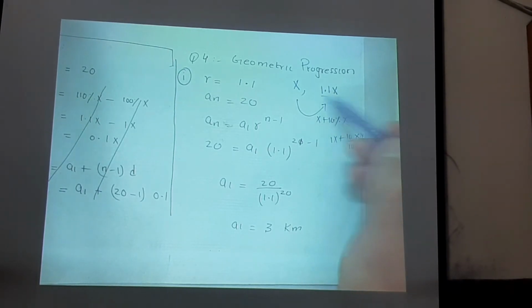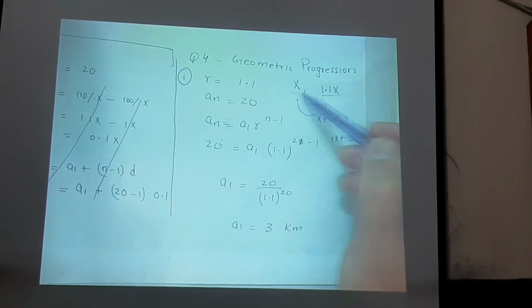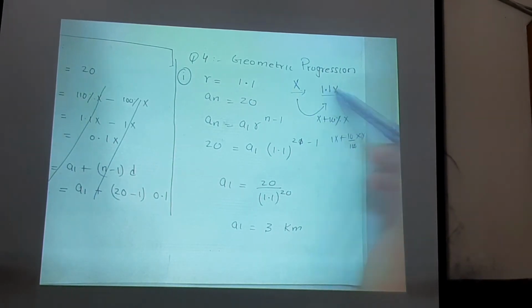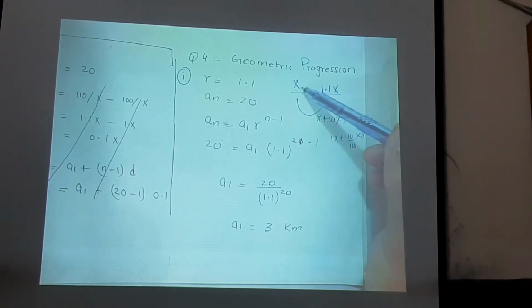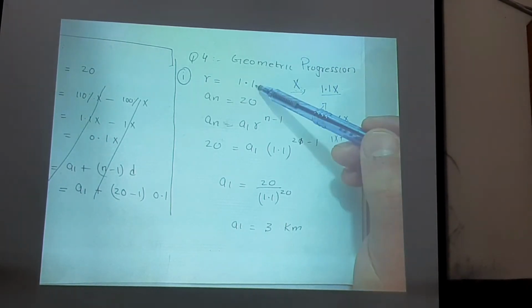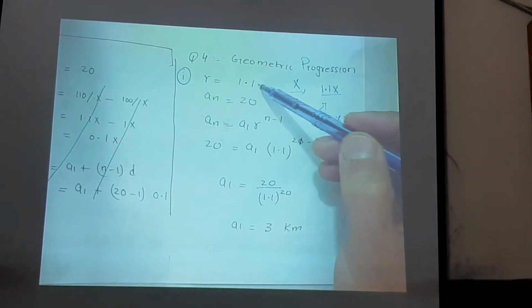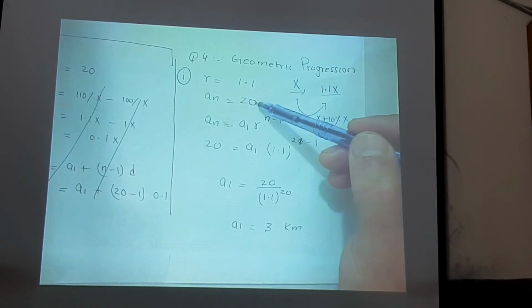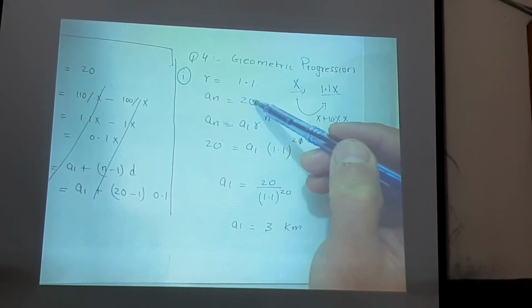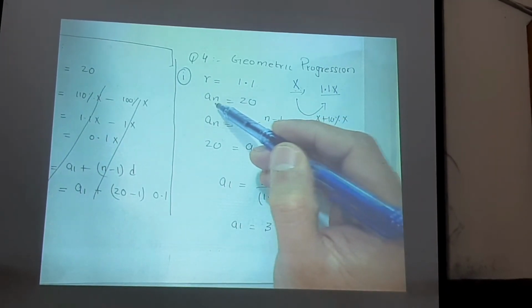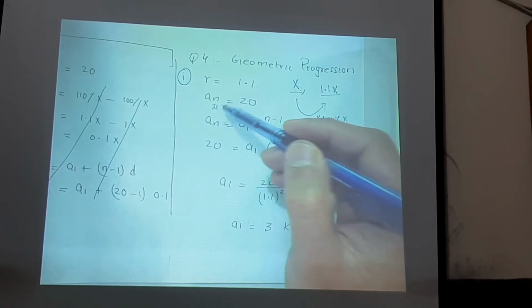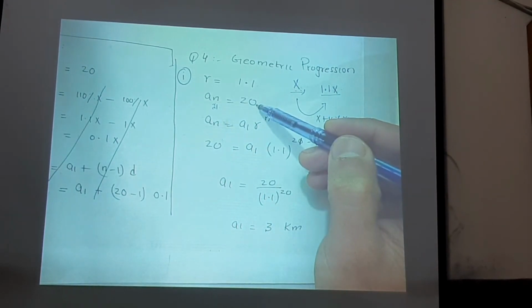So this is your second day distance, and this is your first day distance. Divide both of them, 1.1x divided by x, to find the common ratio. So 1.1x divided by x will be 1.1, because x will be cancelled. So the common ratio is 1.1. And the distance on the 21st day, meaning n will be equal to 21, is 20 kilometers.